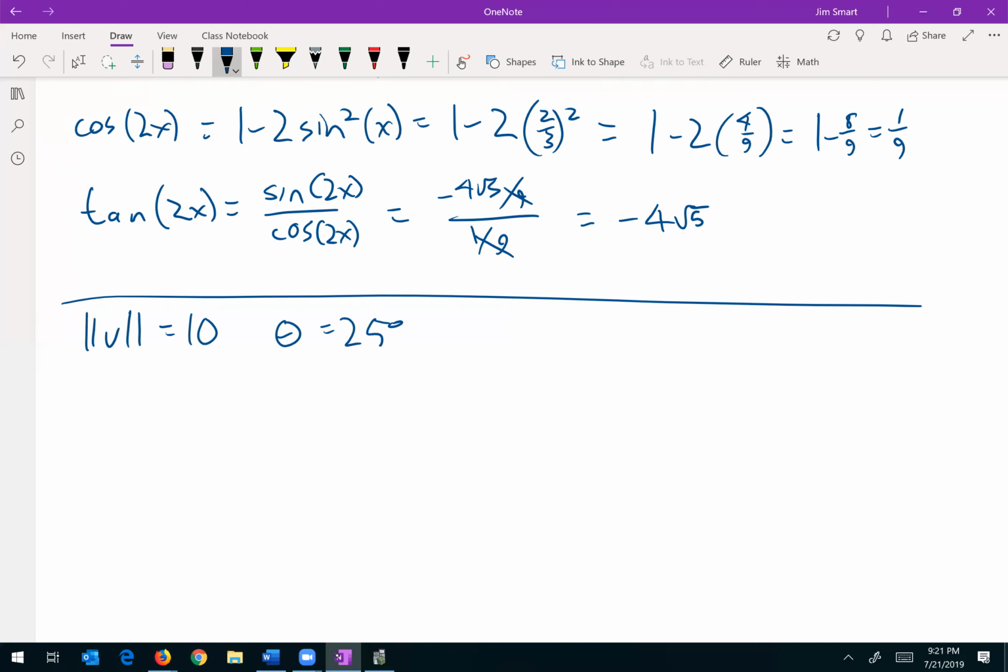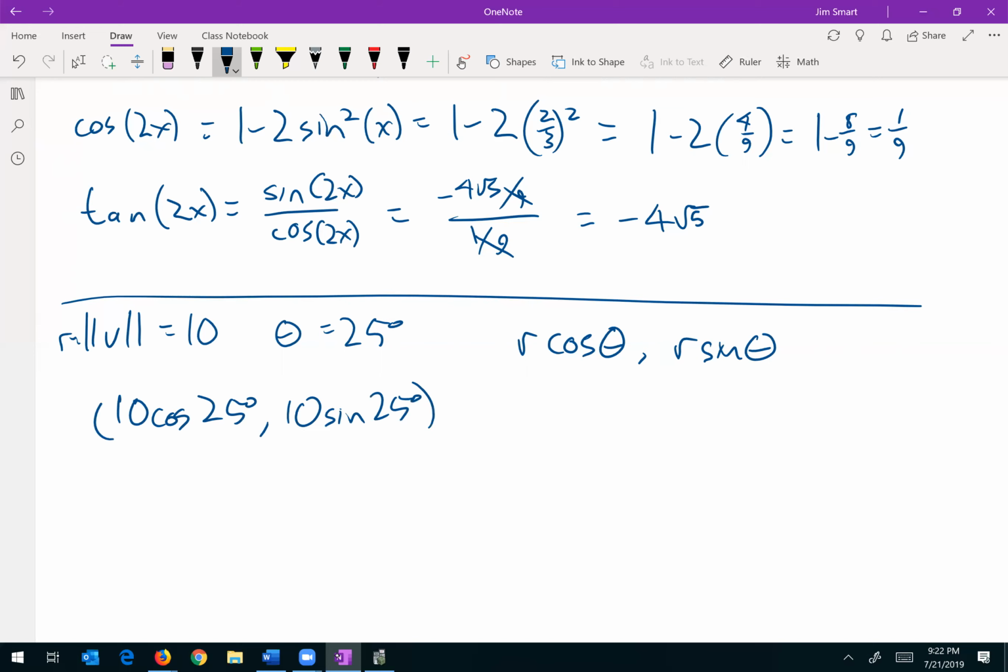All right, so the horizontal and vertical components are basically just like the x and y from r and theta when we were doing polar coordinates. You can think of it as r cosine theta and r sine theta, where r is the magnitude of v. So the x is going to be 10 cosine of 25 degrees, and the y is going to be 10 sine of 25 degrees. And you just type those in your calculator, and it'll spit those out.